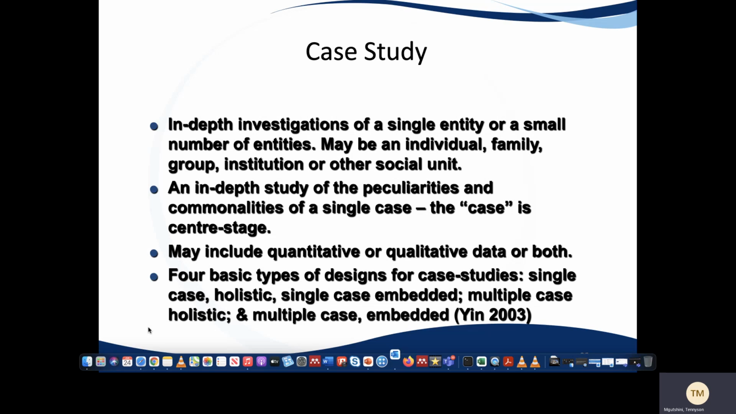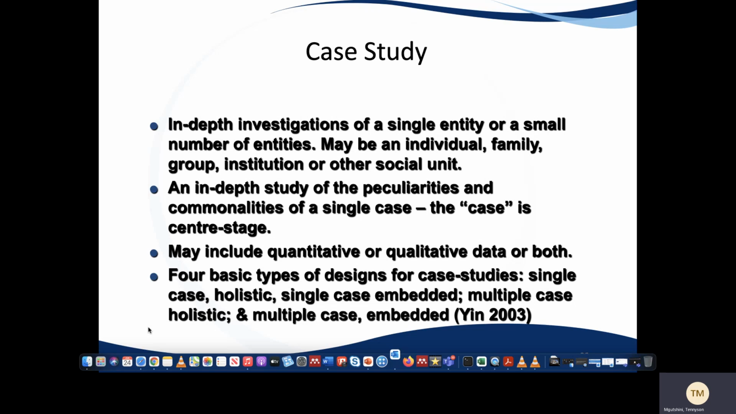Of course, case study is an interesting one because people talk about it as a tradition, but when you really look closely at it, you'll discover that it is actually in itself like a bag. It is a way of thinking about conducting a study, but on its own, it can be quantitative or qualitative.